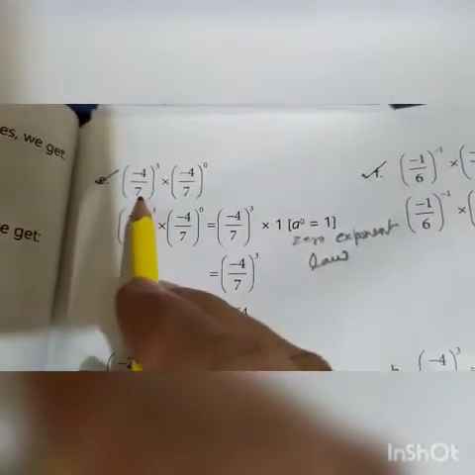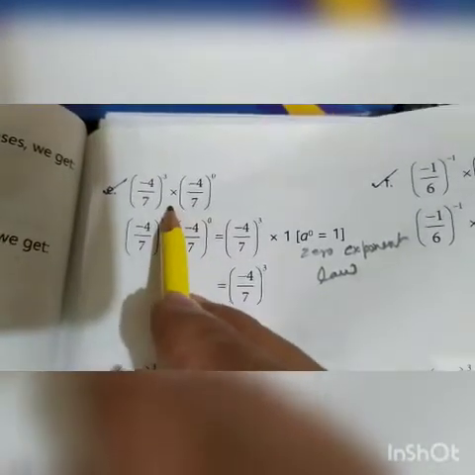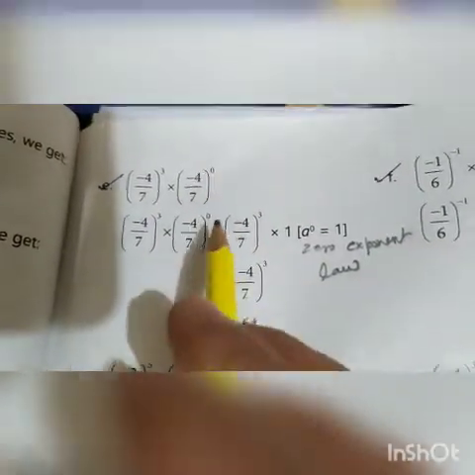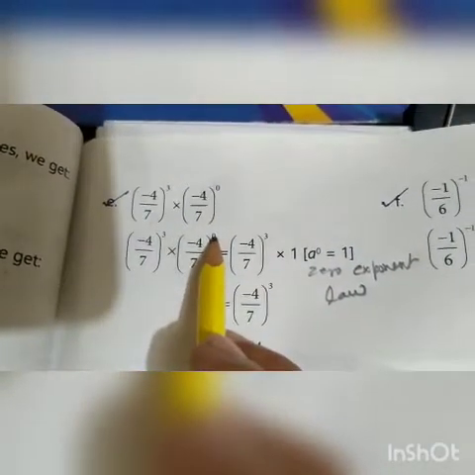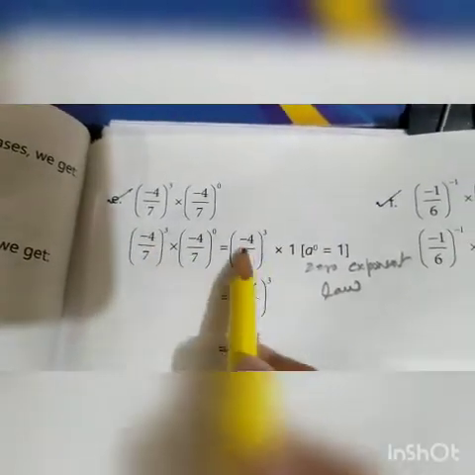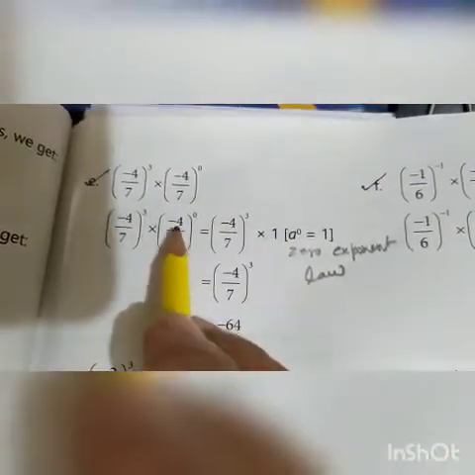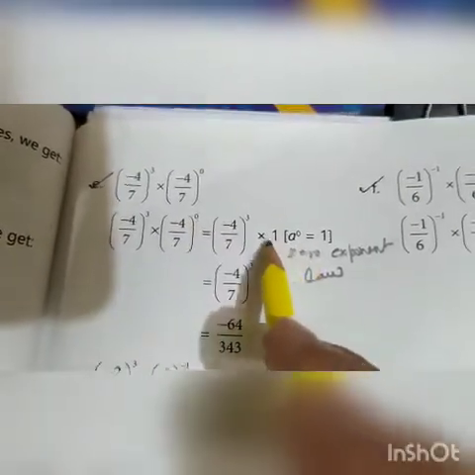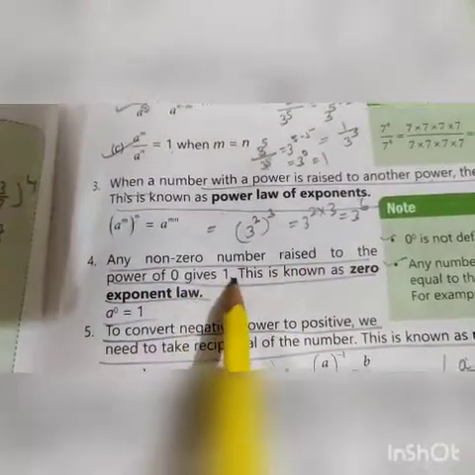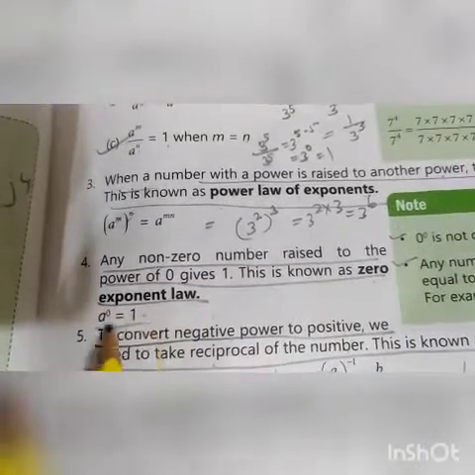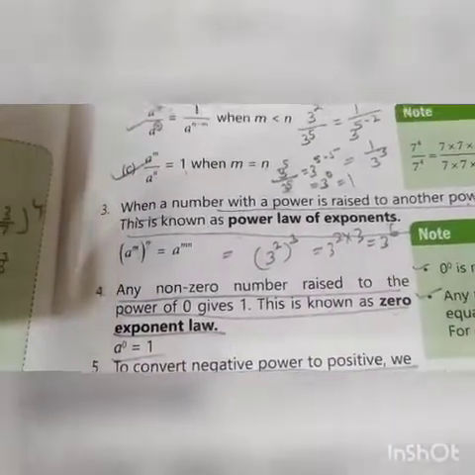Next example. (-4/7)^3 multiply (-4/7)^0. We can write (-4/7)^3 as it is, multiply (-4/7)^0, whose value will be 1. As we know, see here, the fourth law: any non-zero number raised to the power of 0 gives 1. This is known as the zero exponent law. a^0 is equal to 1.